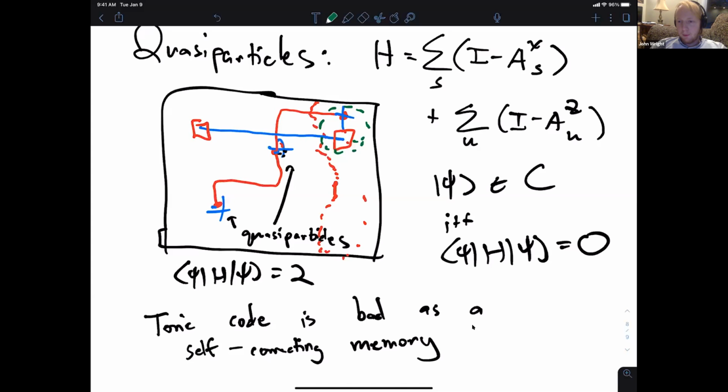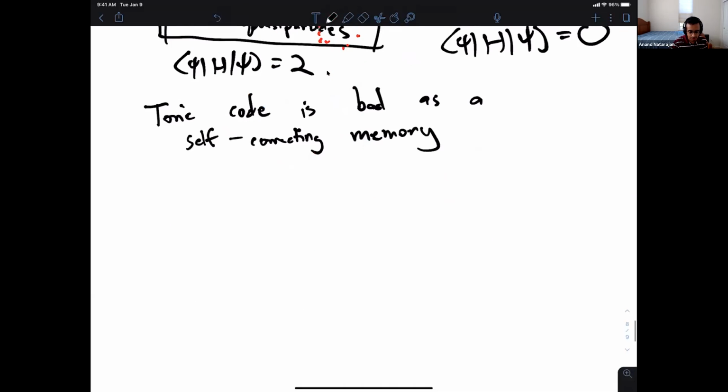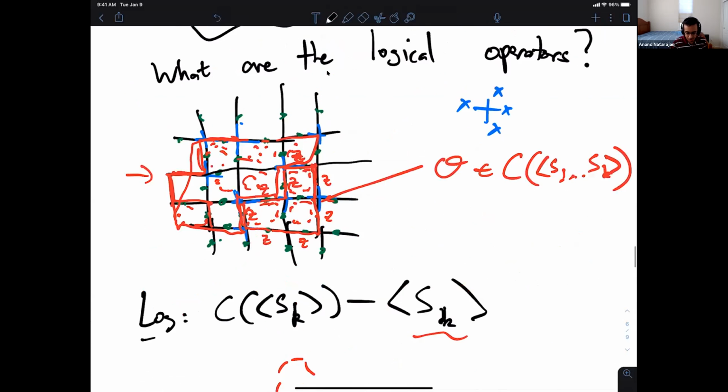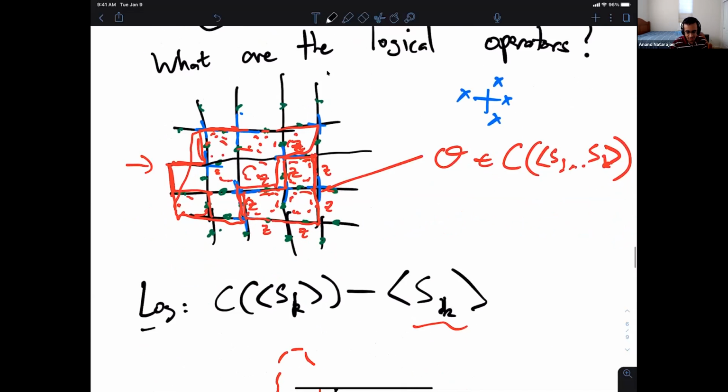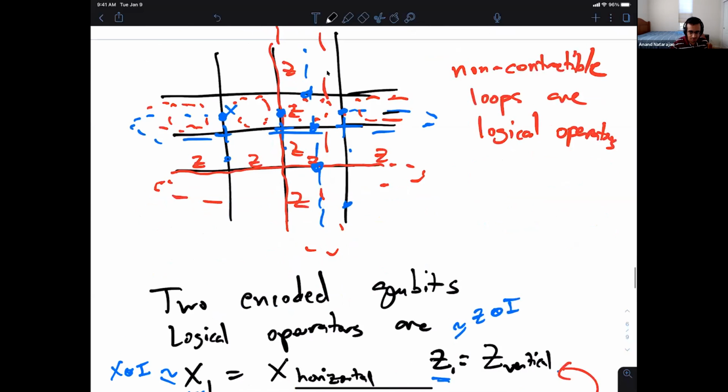I guess one thing that might be worth mentioning is, I don't think you ever explicitly said it, the distance of the code being root n. Oh yes, very good, thanks for reminding me. So for the distance, we had to calculate what the minimum weight logical operator was, and it's sort of clear that the minimum weight logical operator is just the smallest loop across the torus.